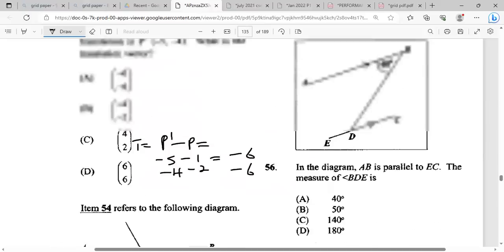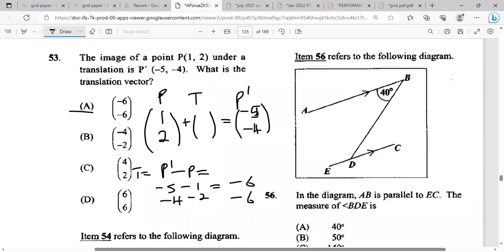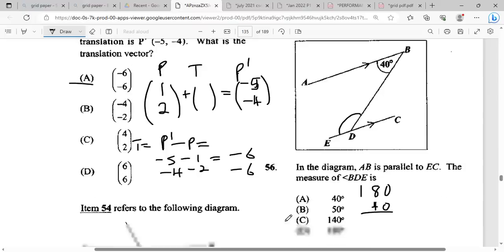All right, so 56. In the diagram, AB is parallel to EC. The measure of BDE is the measure of BDE, which is this angle. Now, this angle plus this is equal to 180. So all we have to do is just subtract 40 from it, all right? And we're good. That would give us 140 degrees. So that's C.